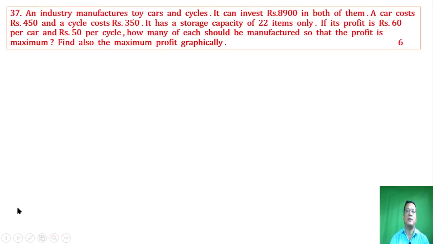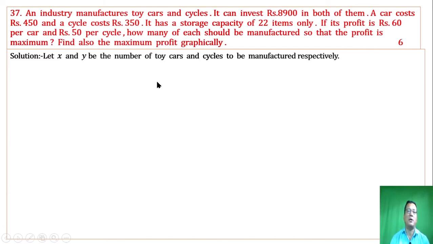Question number 37. An industry manufactures toy cars and cycles. It can invest rupees 8,900 in both of them. A car costs rupees 450 and a cycle costs rupees 350. It has a storage capacity of 22 items only. If its profit is rupees 60 per car and rupees 50 per cycle, how many of each should be manufactured so that the profit is maximum? Find also the maximum profit graphically.